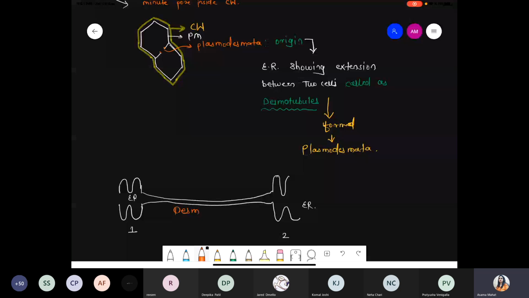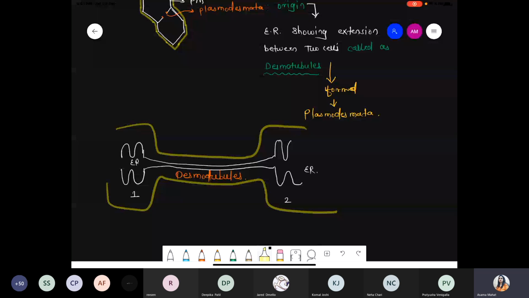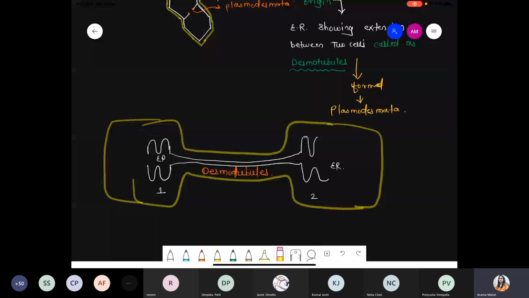Suppose this is one cell, and this is the other cell, cell two. This blue color represents the plasmodesmata, so just check the exact position. With the help of the plasmodesmata, the cytoplasm of cell A is directly connected with the cytoplasm of the second cell. The yellow color represents the plasmodesmata.